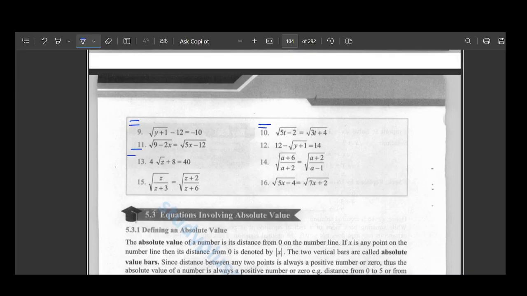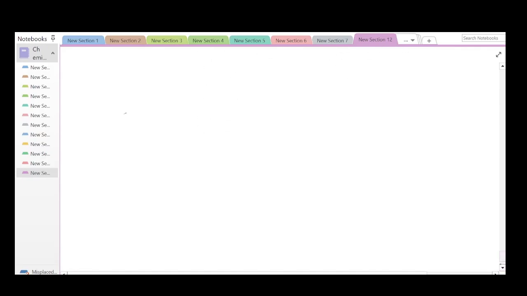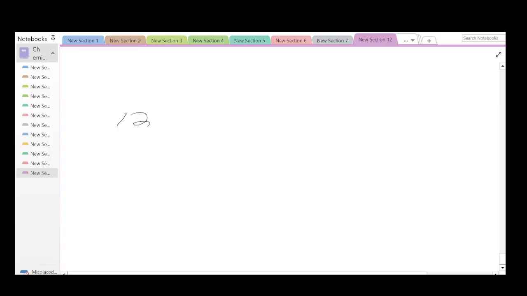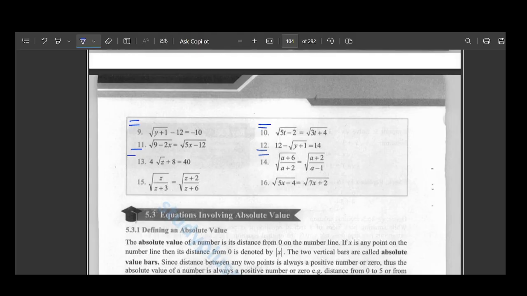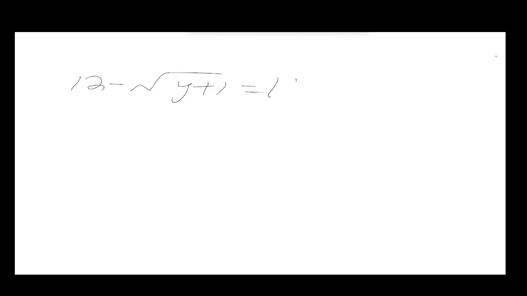Now let's move on. Here in question number 12, we have 12 minus radical y plus 1, and that is equal to 14. So let's write our expression first. We have 12, and that is being subtracted from radical y plus 1. So 12 subtracted from radical y plus 1, and that is equal to 14. So let's write that here, 14.